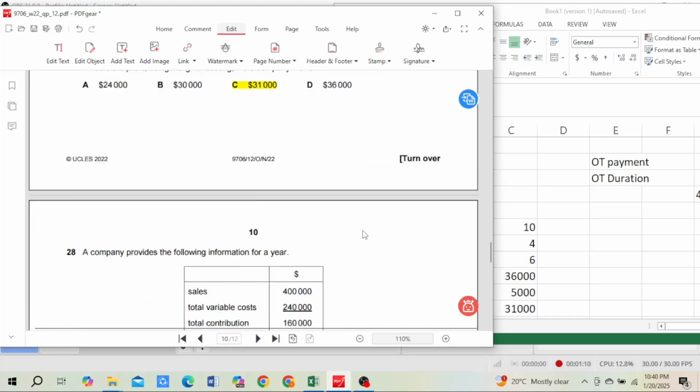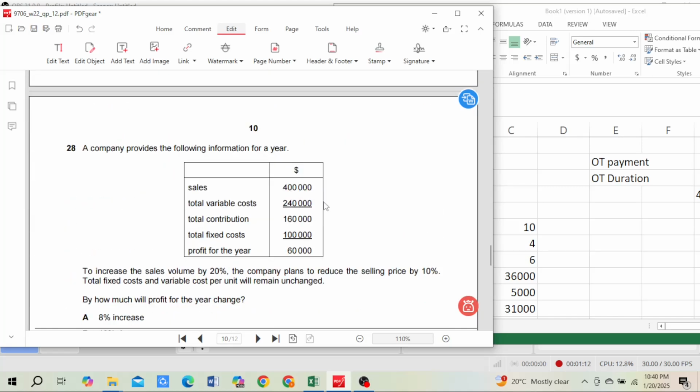Okay. So let's go to the next question. The next question is: a company provides the following information for a year. Sales 400,000, total variable cost 240,000, total contribution 160,000, total fixed cost 100,000, and the profit is 60,000. To increase the sales volume by 20%, the company planned to reduce the selling price by 10%. Total fixed cost and the variable cost per unit will remain unchanged.